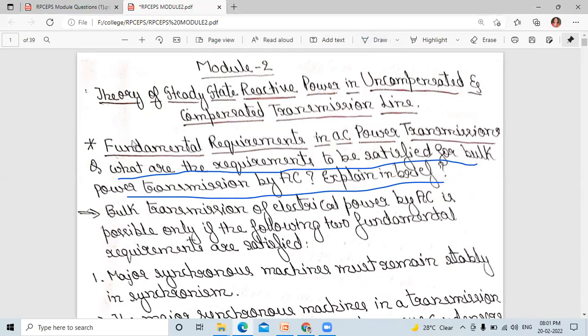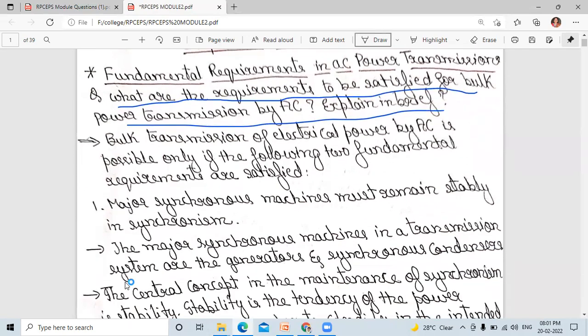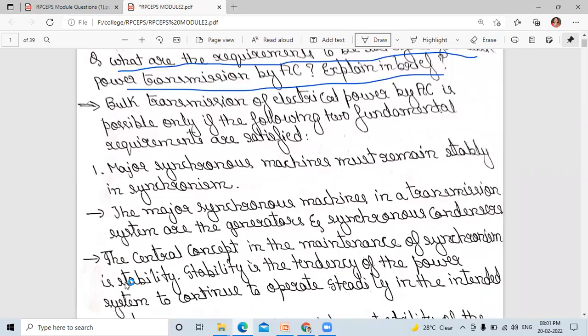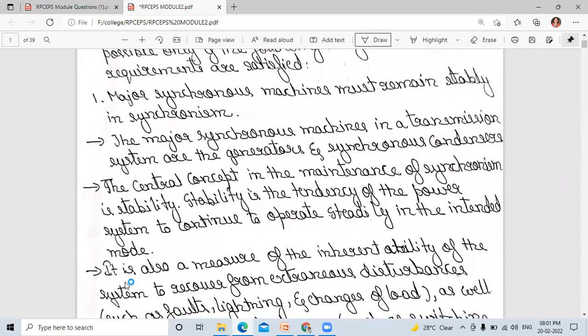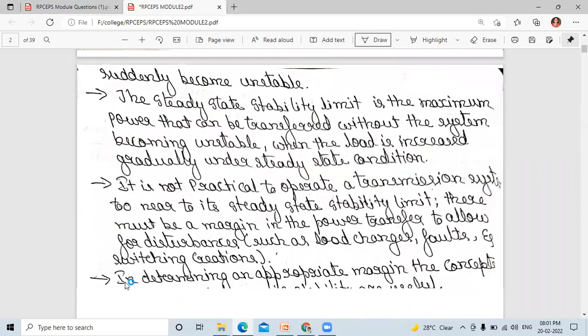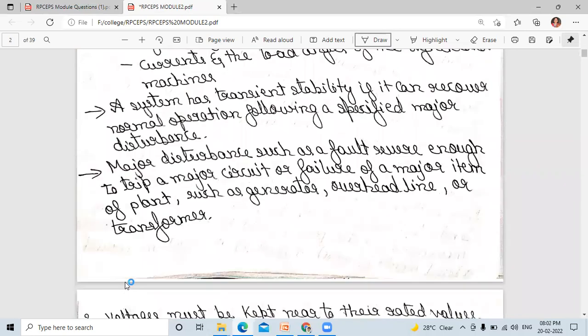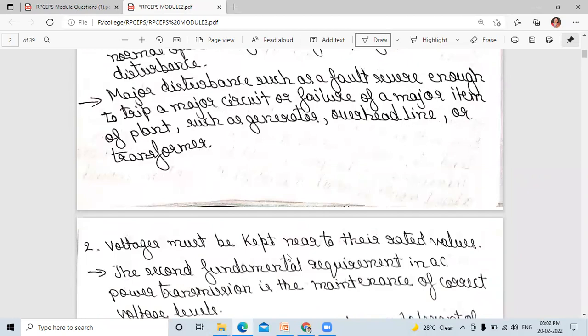So for the first question, you can write these two major fundamental requirements. One is that synchronous machines must remain stable in synchronism, and the second point is regarding voltages: voltages must be kept near their rated values.